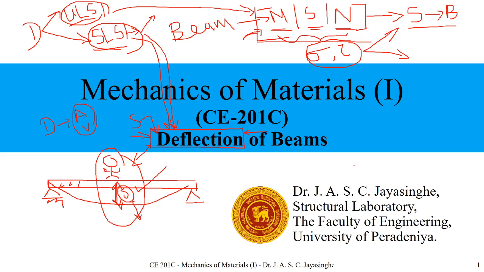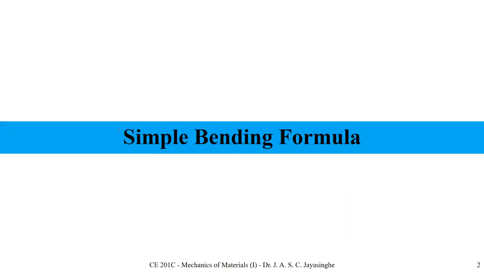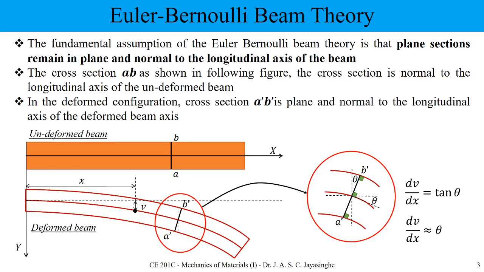Okay, so now we can shift to this part. Before we shift directly to the formulation of this deflection and rotation equation, we should know our simple formulation based on the simple bending formulation, because this simple bending formula we're going to use to formulate our deflection equation. So we know this one. I'm not going to explain again and again.